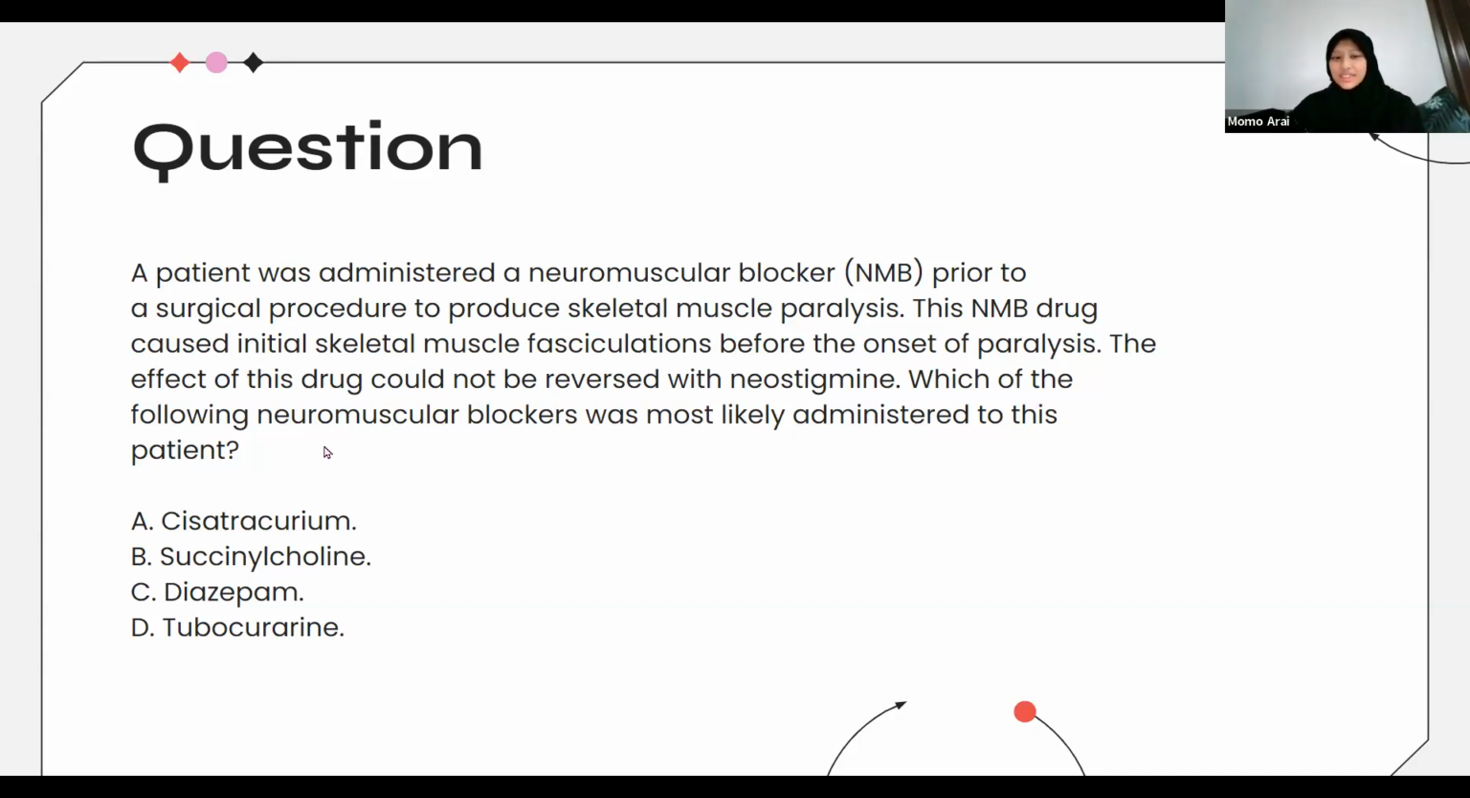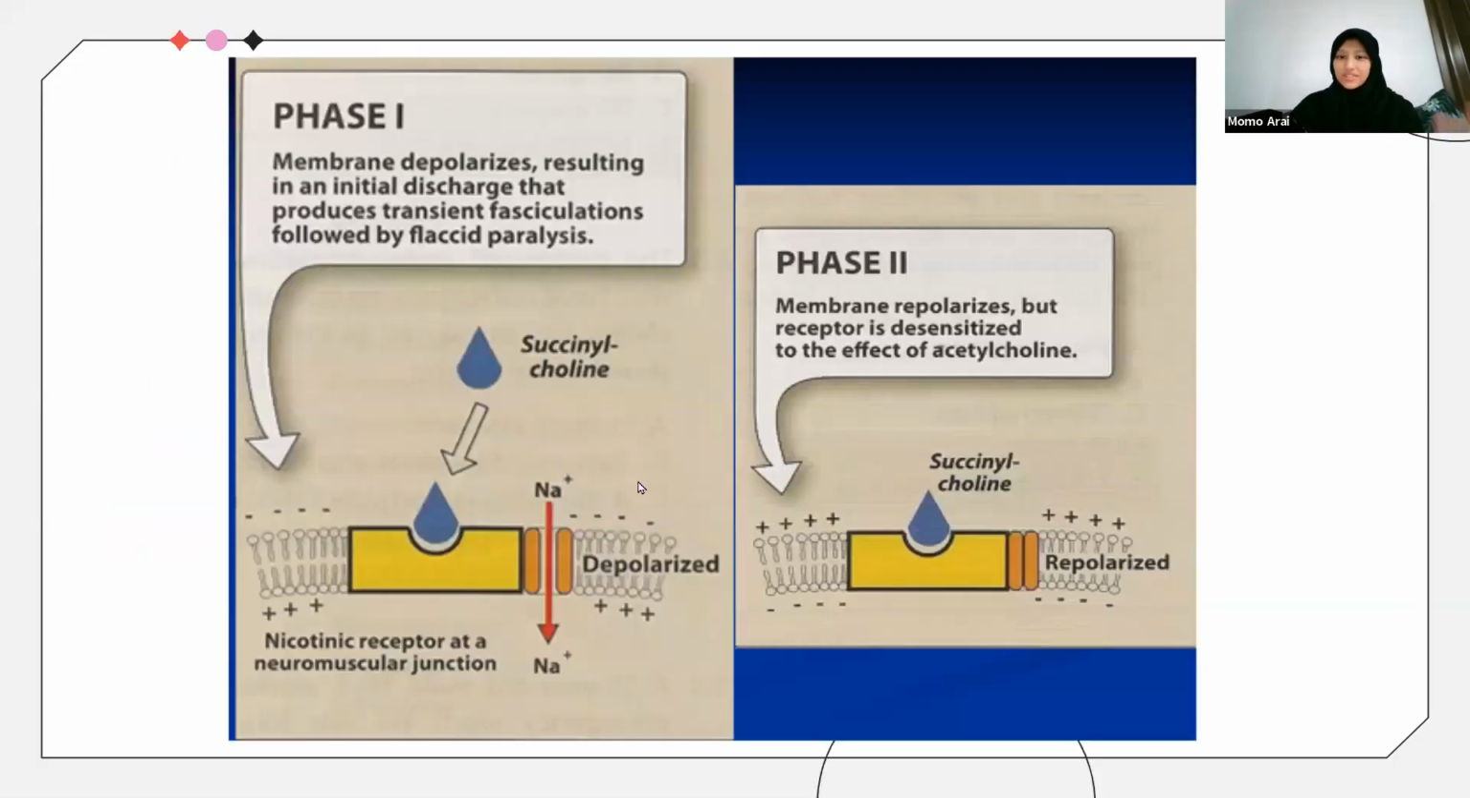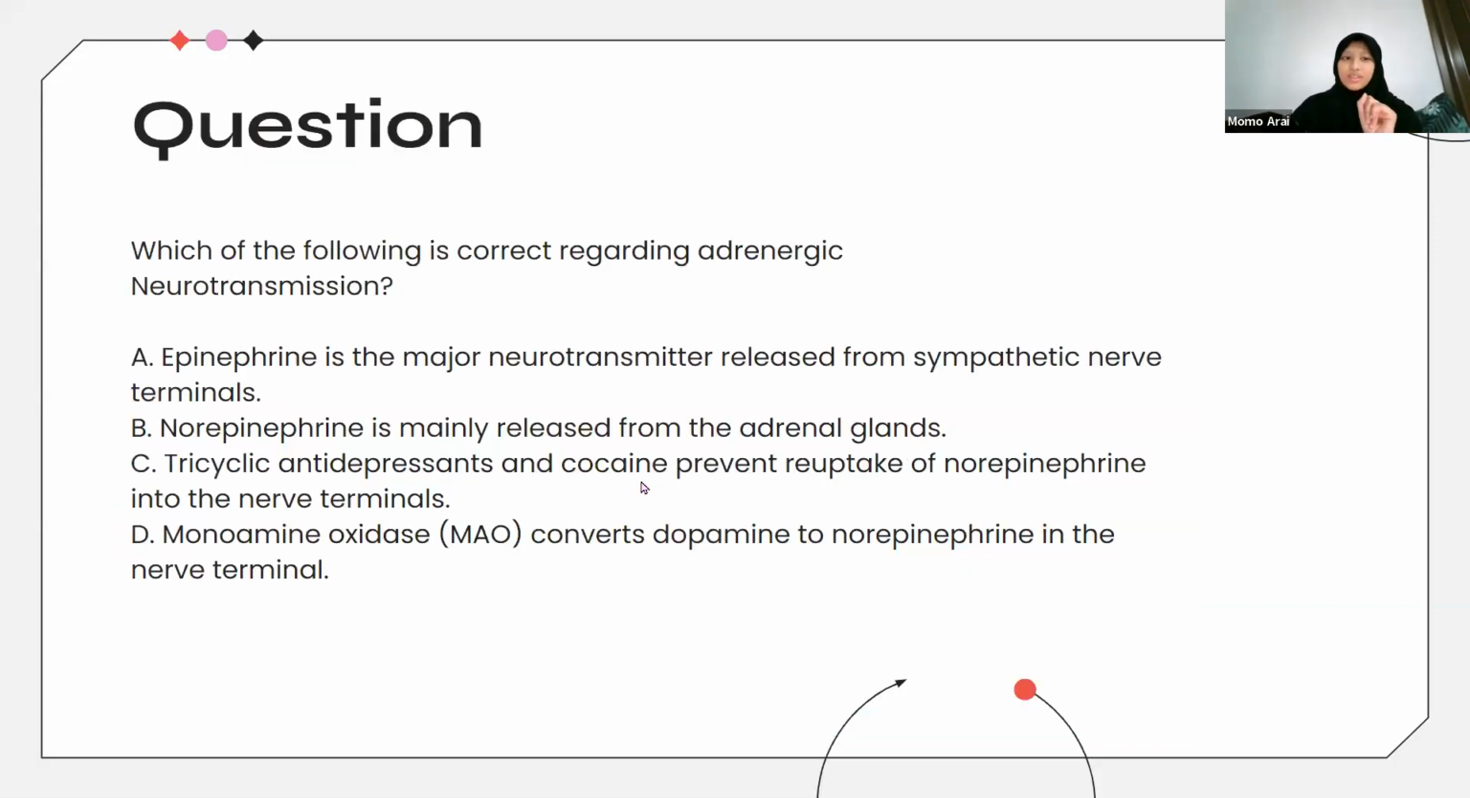So do you see here, for example, succinylcholine cannot be reversed with neostigmine, but the other non-depolarizing neuromuscular blockers can be reversed. Okay, if this is all clear, I'll move on. Which of the following is correct regarding adrenergic neurotransmission? Now we're moving to adrenergic, right?